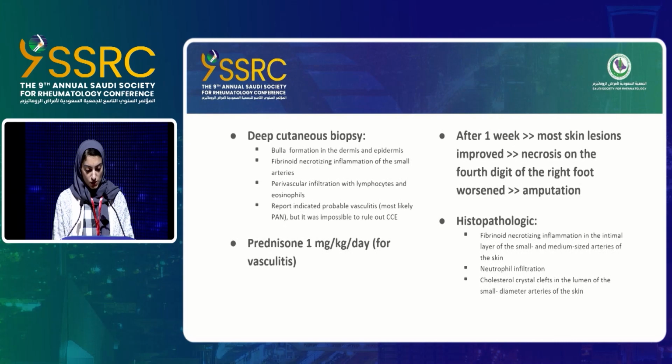Okay. So the deep cutaneous biopsy showed bullae in the dermis and epidermis with fibrinoid necrotizing inflammation of the small arteries and perivascular infiltration with lymphocytes and eosinophils. The pathologist's report indicated probable vasculitis, most likely polyarteritis nodosa. However, he wasn't able to exclude cholesterol embolization.